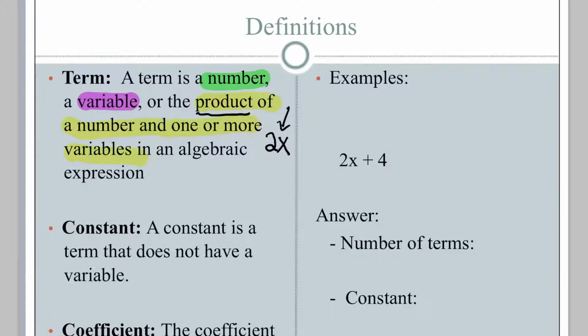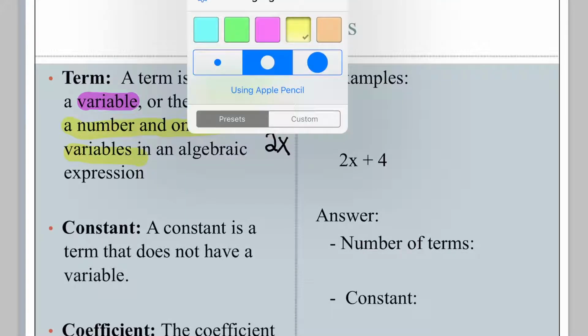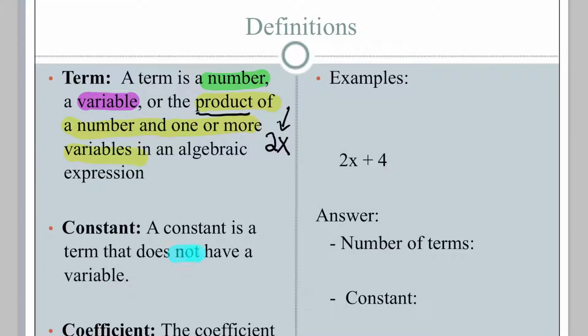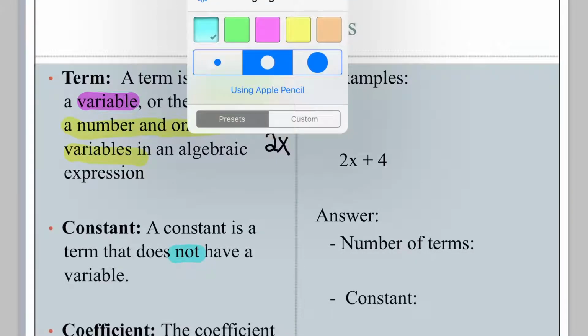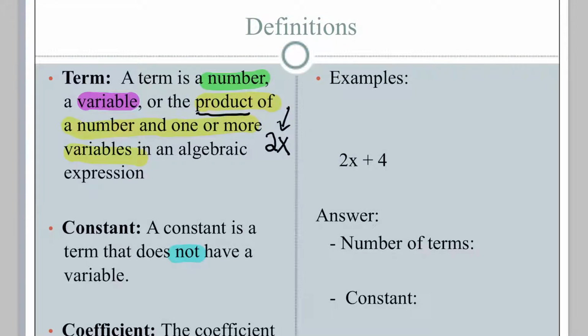A constant is a term that does not have a variable. So if there is not a variable, then we consider it a constant. A coefficient is the numerical factor of a term. Again, this is referring to the number, not the variable.